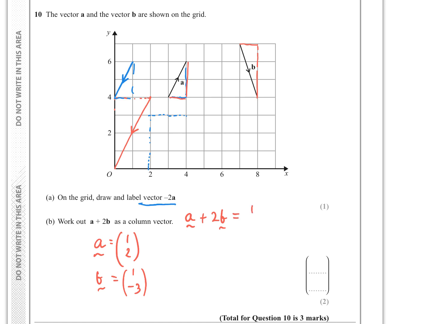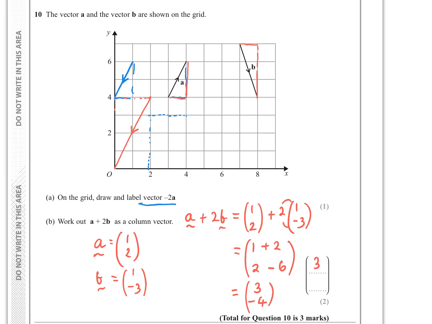would be the same as writing a plus a scalar multiple, 2 in this case, of b, which is 1 plus 2 and then 2 minus 6, because it's just like multiplying these out and then doing the x and the y components separately. So we'd have 1 plus 2 is 3, and 2 minus 6 is negative 4, and that would be our answer.